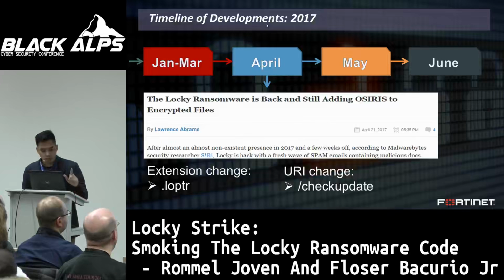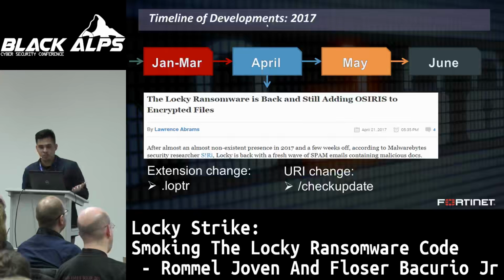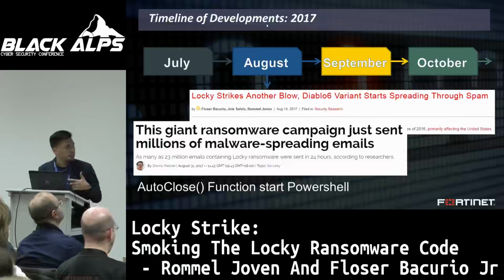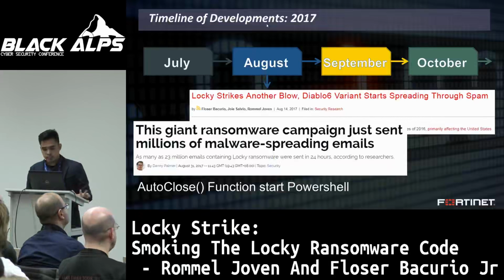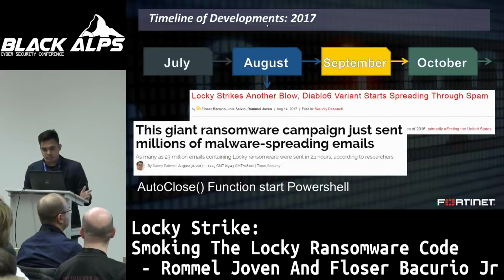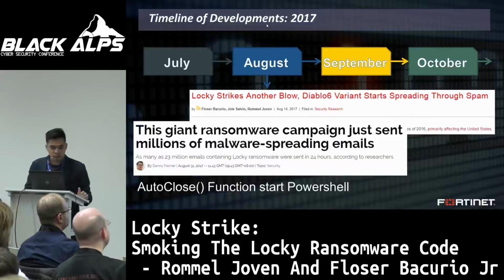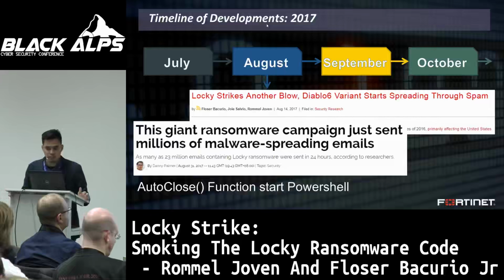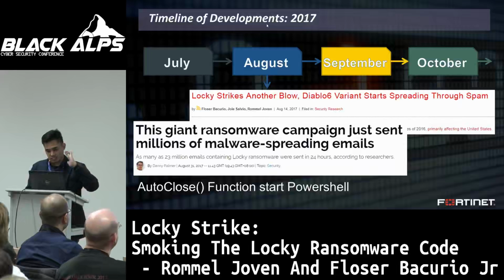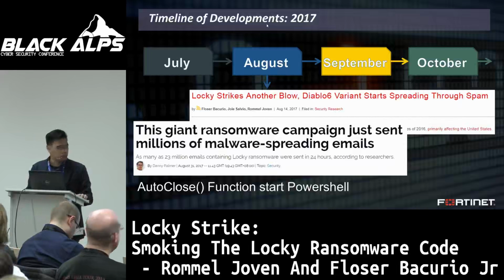For the following months, May, June, and July, there were no changes, so we will skip these months. Moving on to August, this is where we can say that Locky was released back. It had two new extension changes within a week, which are .diablo6 and .lukitus. Then reports were coming in from different security vendors saying that they have reached 23 million in volume, and some even say that they have observed 60 million spam emails. That only means that Locky pushes massive spam campaigns.